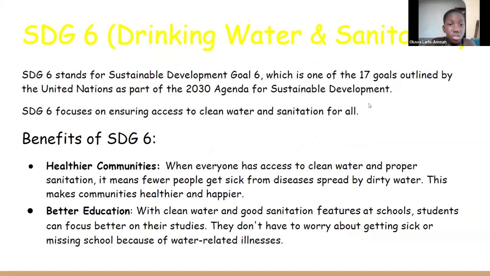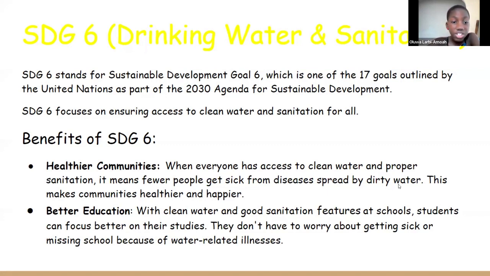SDG 6, drinking water and sanitation. SDG 6 stands for Sustainable Development Goal 6, which is one of the 17 goals outlined by the United Nations as part of the 2030 Agenda for Sustainable Development. SDG 6 focuses on assuring access to clean water and sanitation for all.